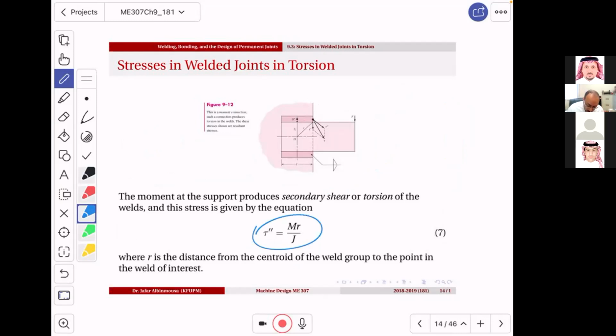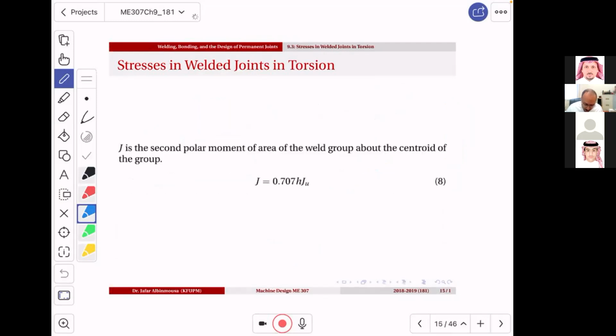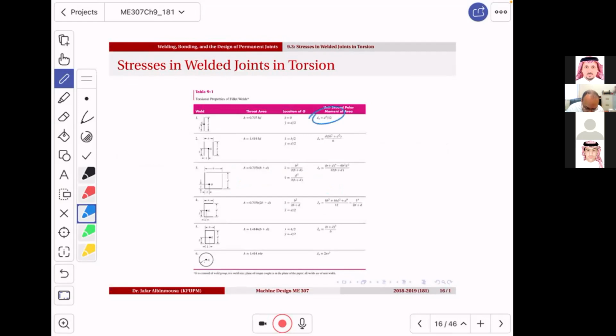And again, while the moment can be known, and R is the distance from the centroid to any point in the weld, we still have a secondary moment of inertia, which we call J here. What is it for the weld? Interestingly, this J is estimated to be a constant 0.707 multiplied by h, which is the throat, multiplied by some sort of a unit moment of inertia, JU. And interestingly, this JU is tabulated.